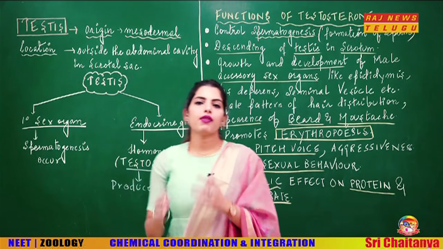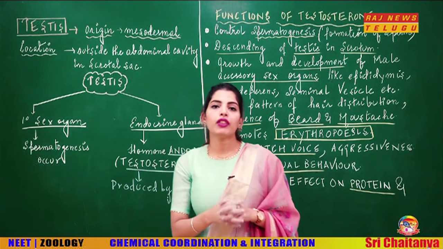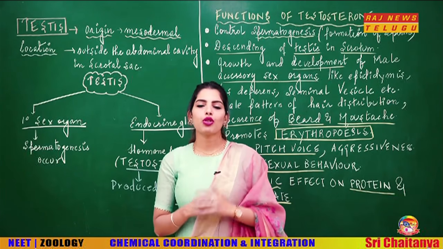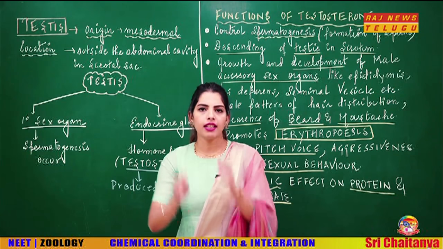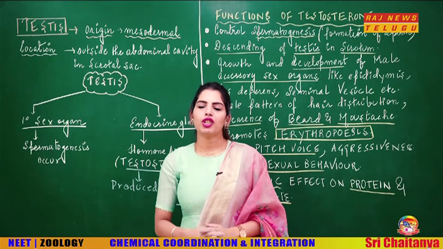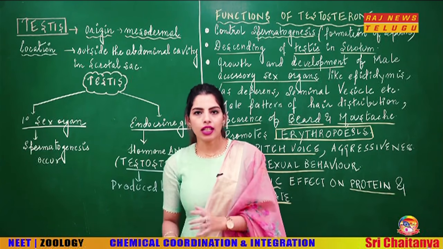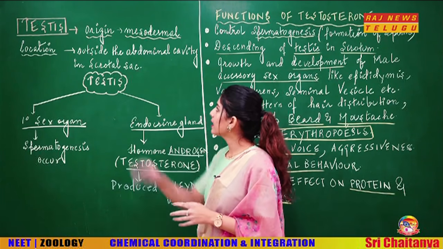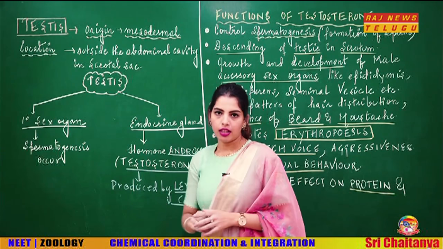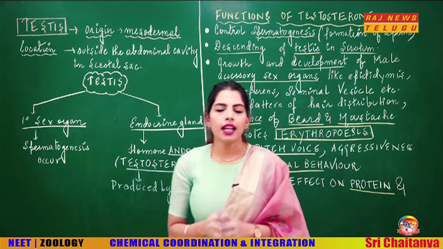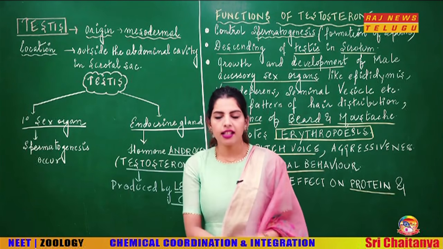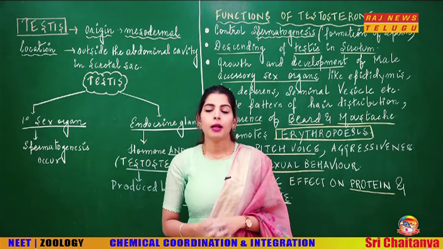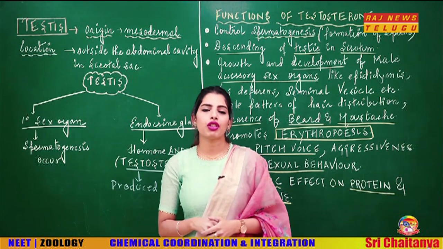In junior classes, we have already studied that the purpose of the testis to be located outside the body in the scrotal sac is to maintain a lower temperature than that of the body temperature. Looking at the origin of the testis, that is mesodermal. Now students, since we are studying the endocrine glands, definitely testis is one of the endocrine glands, but that's not the only function of the testis.